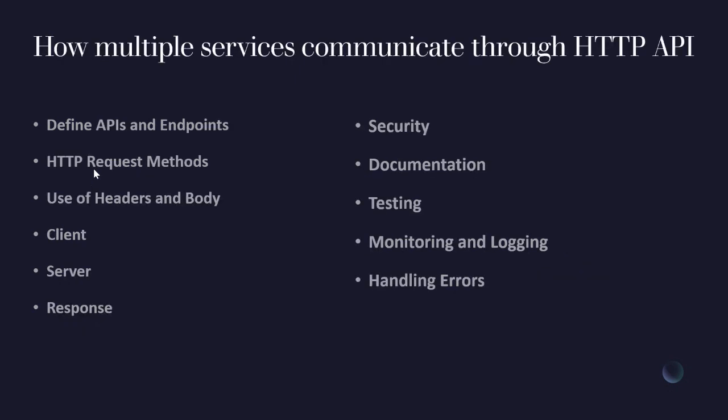Okay, so how do multiple services communicate through HTTP API? When multiple services in a microservice architecture need to communicate with each other through HTTP API, they do so by making HTTP requests to one another's exposed endpoints. So you need to define API and endpoints. For the HTTP request method, you can use GET, POST, PUT, or DELETE. You can also use headers and body.